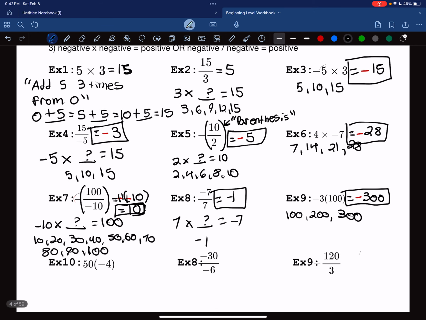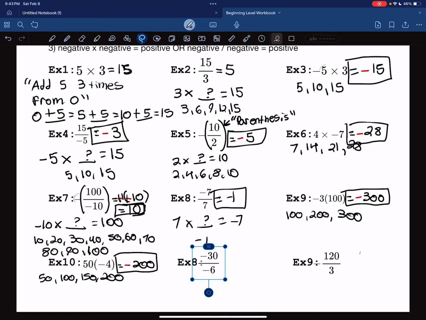Taking a look at example 10, let's count by 50 4 times. So we have 50, 100, 150, 200. So since we counted up by 50 4 times and we stopped at 200, 200 is going to be a part of our answer. Because we have a positive being multiplied by a negative, we're going to put that negative sign within our answer. So our answer is going to be negative 200.